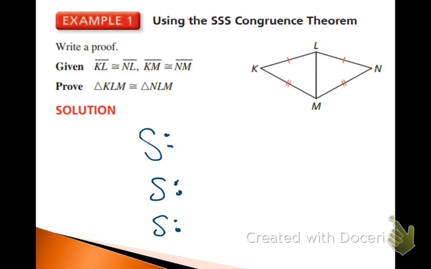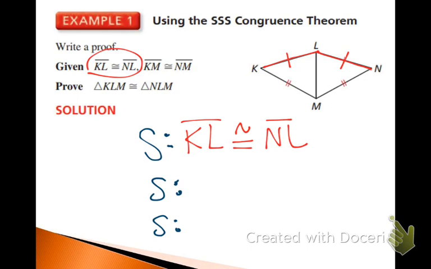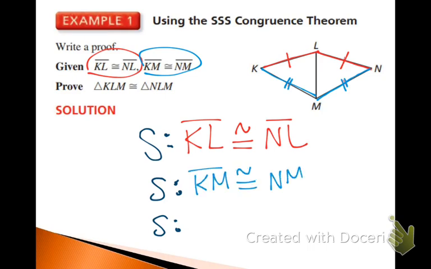So let's look at what they gave us. They said that KL and NL are congruent. So guess what? That's a pair of sides. We're going to write it. KL is congruent to NL. I really didn't even have to look at the picture for that because it said it. For my second pair of sides, again, it says it right here. It says KM is congruent to, what is it, NM. Alright, so we can write that in. KM is congruent to NM.